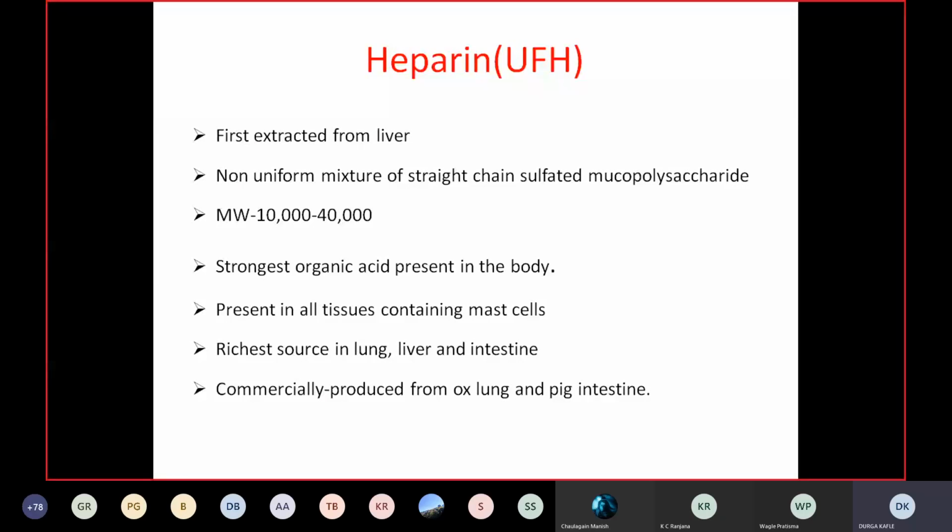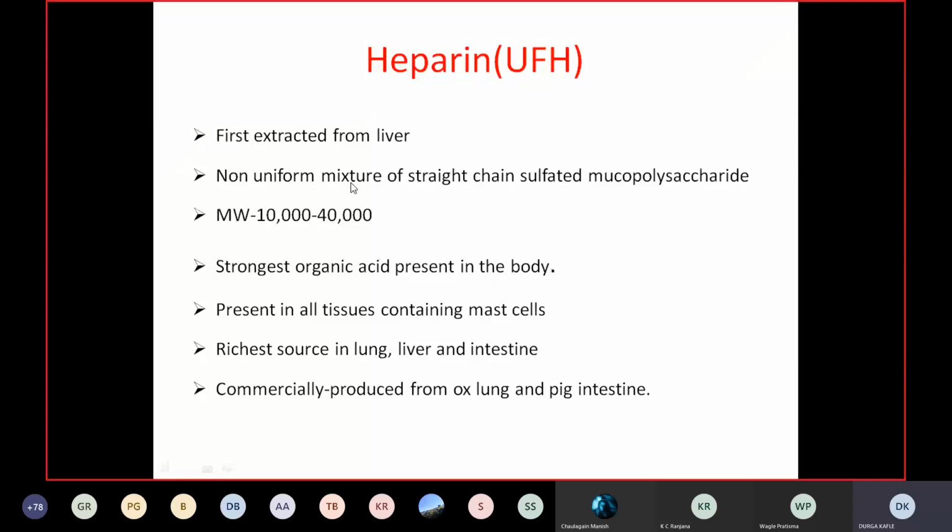Around 1916, a medical student named McLean discovered that a potent anticoagulant is present in the liver. Later, around 1937, another scientist named this agent heparin because it is highly extracted from the liver. It is highly concentrated in the liver, so you can extract it from the liver.